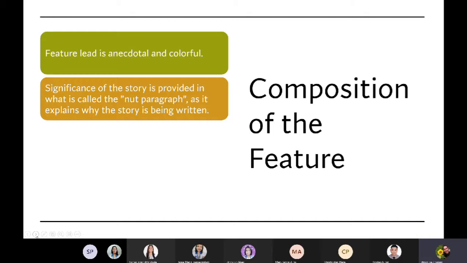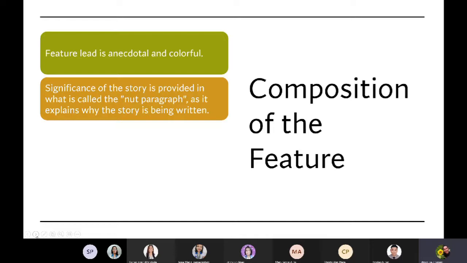A feature article has this nut paragraph. This is an important term, guys, for a feature article. A nut paragraph already tells us why this article is important. And when you write a feature, you need that. It can be one to two sentences only, and this is already a nut paragraph. You're telling the readers implicitly or maybe explicitly that this article is important.